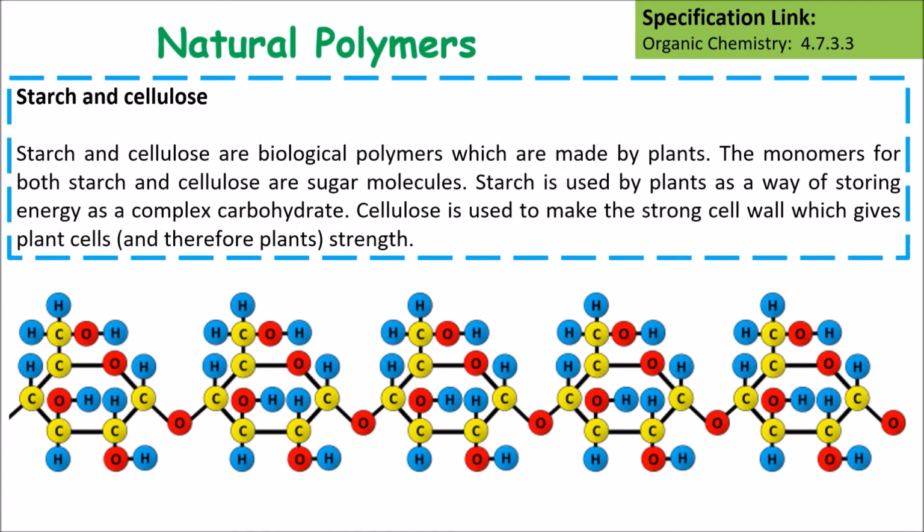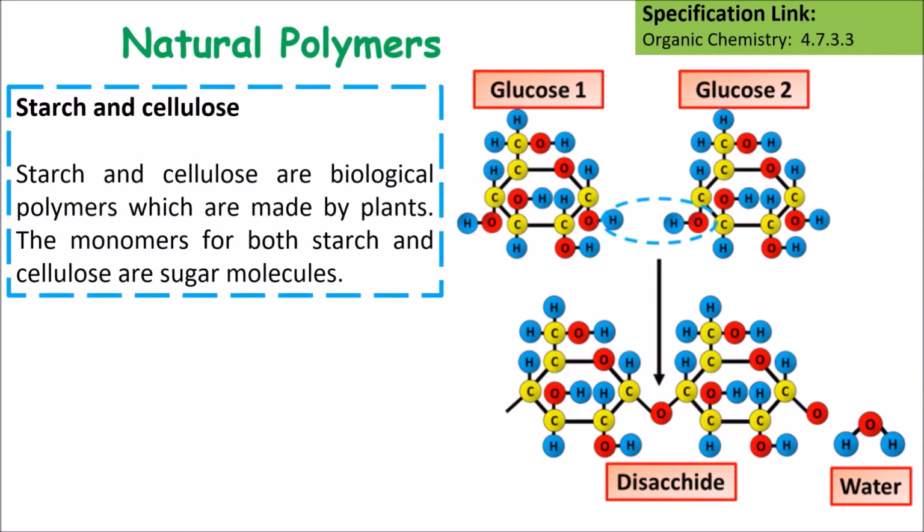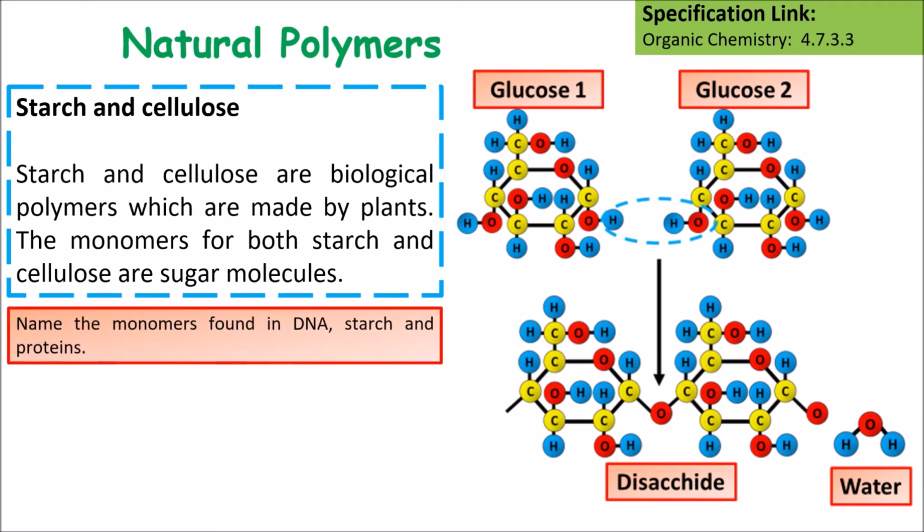Starch and cellulose are biological polymers which are made by plants. The monomers for both starch and cellulose are sugar molecules. So starch is used by plants as a way of storing energy as a complex carbohydrate. Cellulose is used to make the strong cell wall which gives plant cells their rigidity. Starch and cellulose form when you get a condensation reaction between 2 of these glucose molecules.